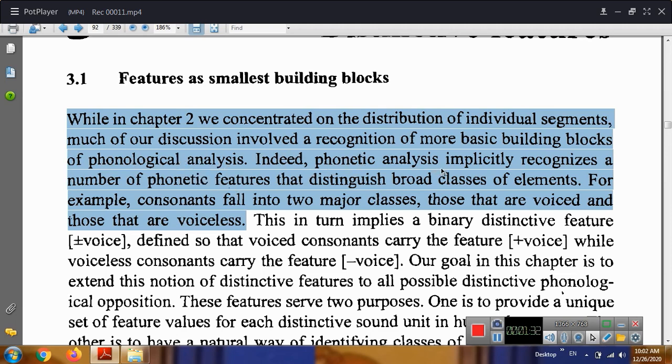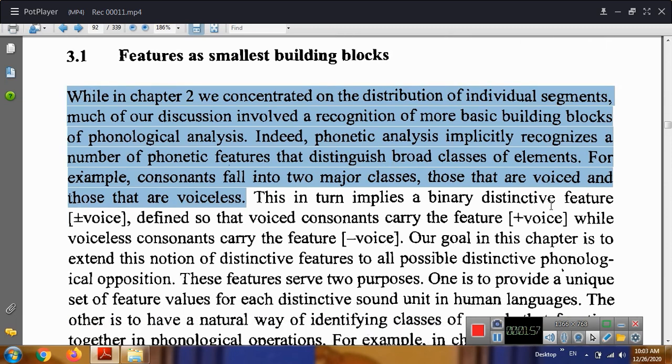Indeed, phonetic analysis implicitly recognizes a number of phonetic features that distinguish broad classes of elements. For example, consonants fall into two major classes: those that are voiced and those that are voiceless, according to the voice feature. This in turn implies a binary distinctive feature: plus voice, minus voice.